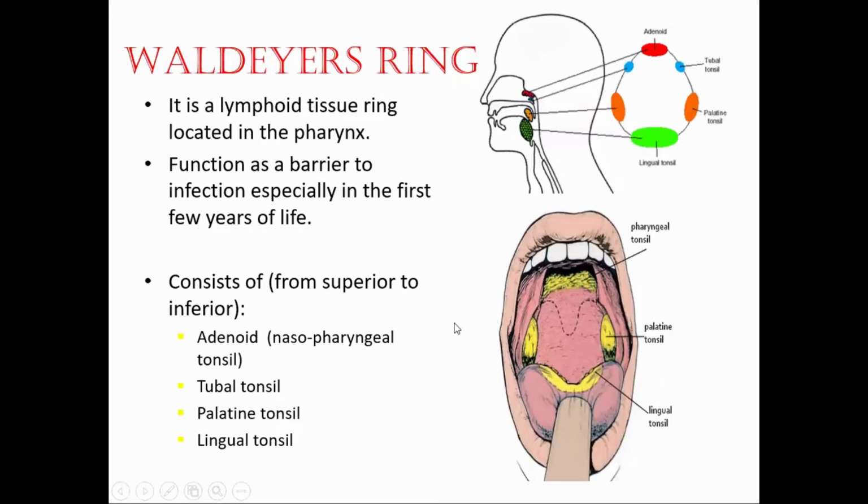Waldeyer's ring is a lymphoid tissue ring present in the upper part of the pharynx, in the naso and oropharynx, and it is made up of, from superior to inferior, the nasopharyngeal tonsil, anterolaterally the palatine tonsil, posterolaterally the tubal tonsil, and inferiorly the lingual tonsil.